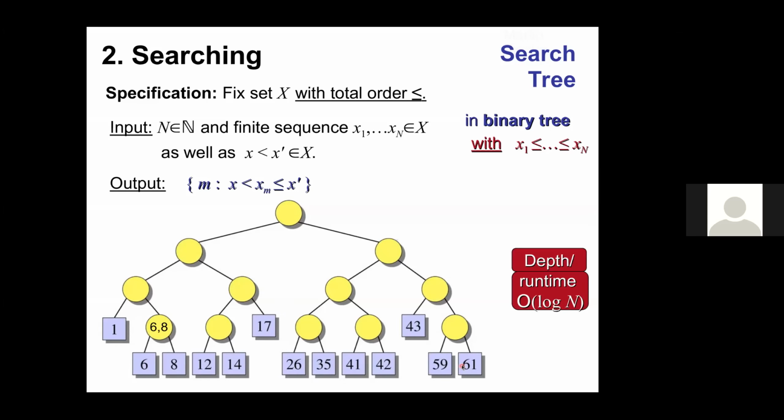So the depth is logarithmic. And now, to have an efficient algorithm for counting the elements between x and x prime, you need to do something else, which, in the beginning, doesn't look reasonable. But you will see that it is useful.